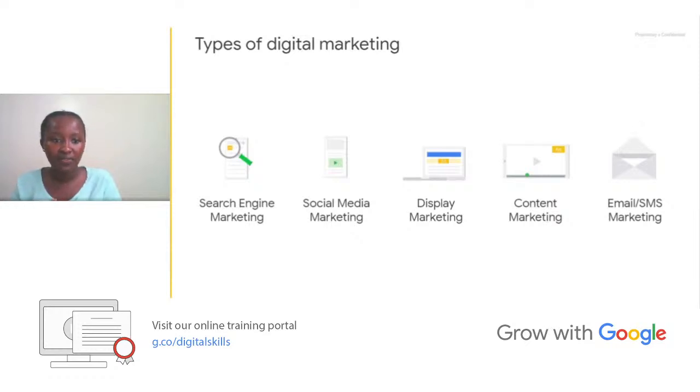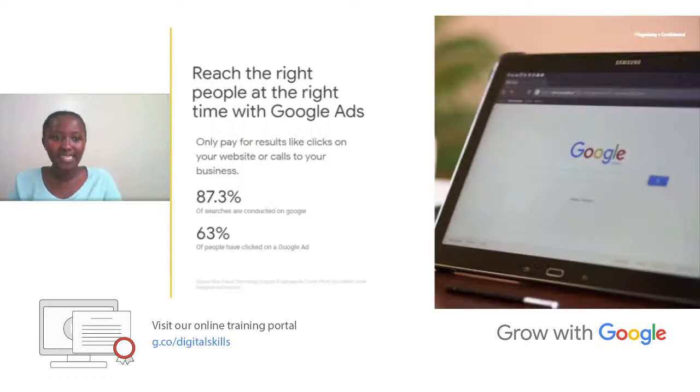We also have the fifth type of digital marketing, which is email marketing or SMS marketing. Here you can collect and use email addresses to communicate with your users. So these are the most established ones. If you have just gotten started with digital marketing, these are the main ones that you need to get started with. So reach the right audience at the right time with Google Ads.